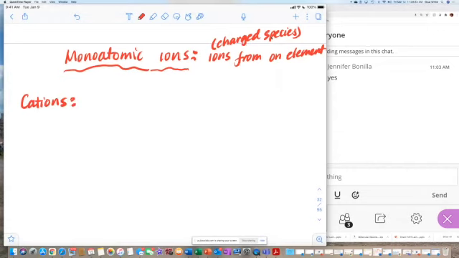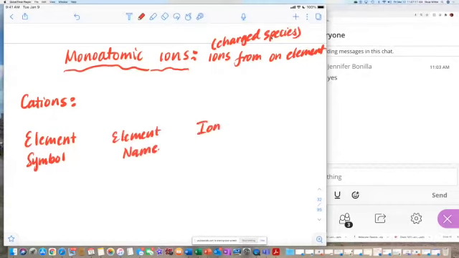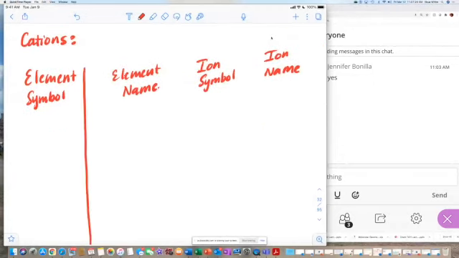So I'm trying to develop some kind of order. I will start with the element symbol, and then we'll go to the element name. Then from the element name, I'll go to the ion symbol, and then the ion name. Okay, so that will be the order as we learn how to name. You guys have already learned this before, so this is more like a review. This is my order, starting with the cations.